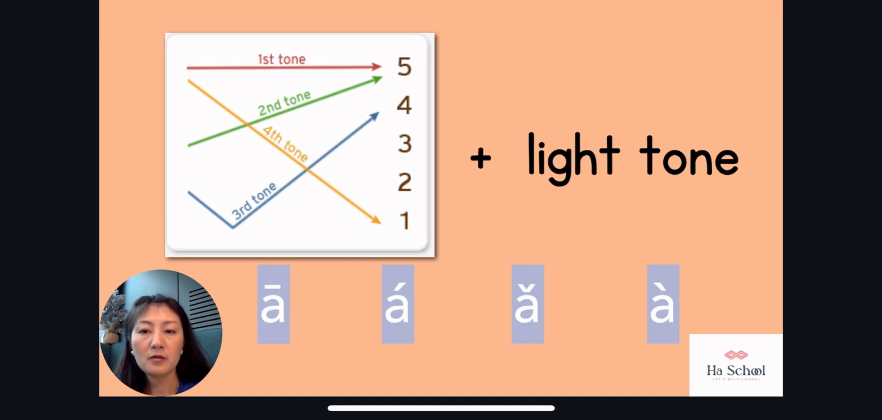The fourth tone sounds very short and decisive. It drops quickly, like a. The last one is the light tone. Light tone is very short as well. Some people think it's very similar with the fourth tone, but they are actually very different. Have a listen at the fourth tone and the light tone. I think you will immediately tell the difference.